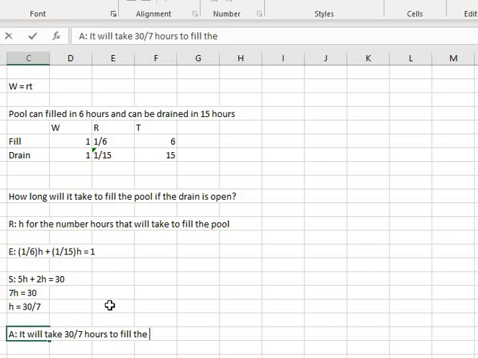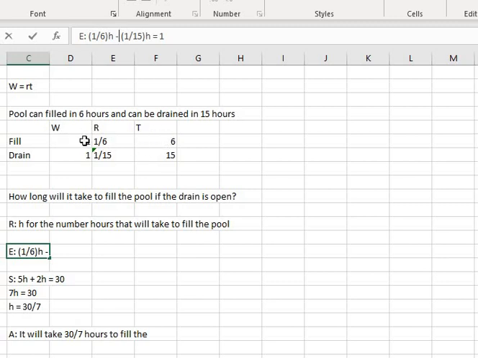Okay, let's check our LCD. Is our LCD 30? Yes. 30 divided by 6 is 5. Wait, this is not supposed to be addition. This is supposed to be subtraction, because whenever the water, this fill is working, so this part here is working, the rate is 1/6 and the time is unknown, H.